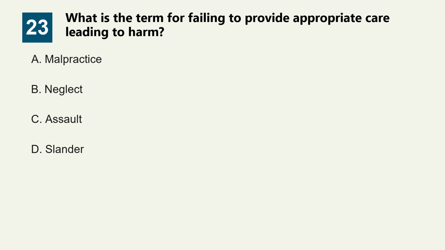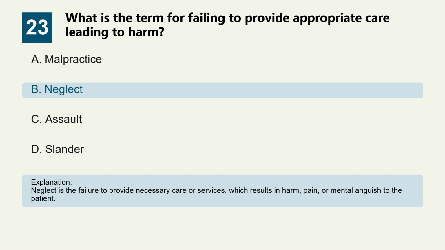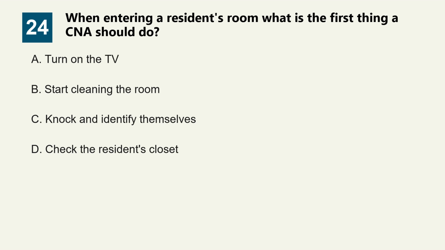Question 23. What is the term for failing to provide appropriate care leading to harm? Option A. Malpractice. Option B. Neglect. Option C. Assault. Option D. Slander. The correct answer is option B. Neglect. Neglect is the failure to provide necessary care or services, which results in harm, pain, or mental anguish to the patient.